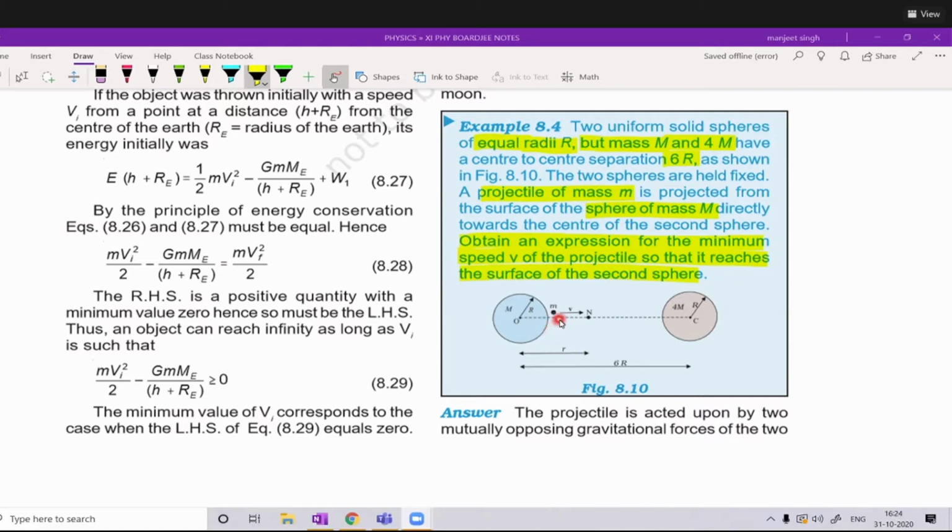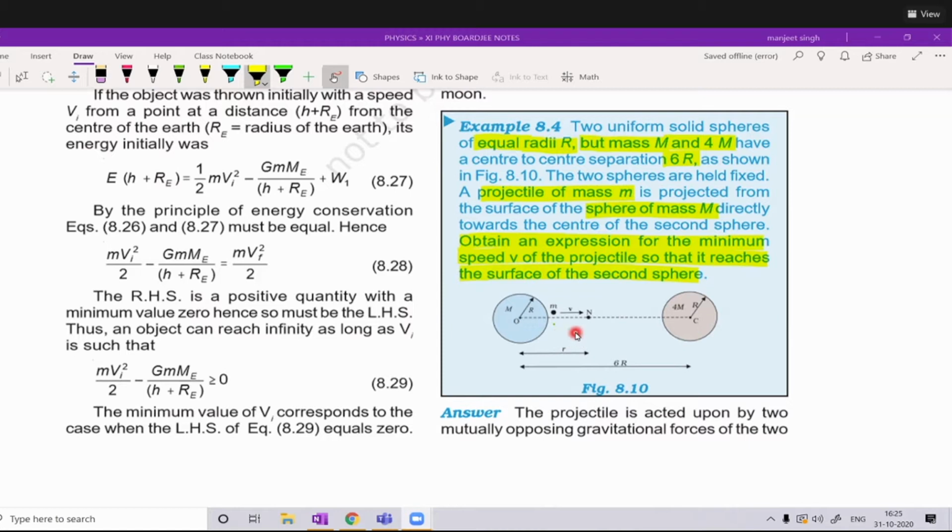The reason is, suppose we give it a very small velocity from mass M towards 4M. If it is not able to overcome the binding energy of this mass with the capital M sphere, then it will come back again. As you throw a stone upwards, it will come back to your hand. But if you throw it with the escape velocity, it will overcome the binding energy of the earth and go away. Rockets are launched in this manner.